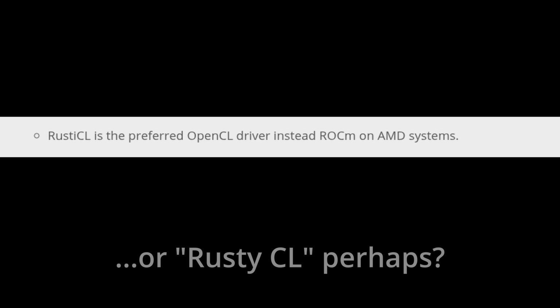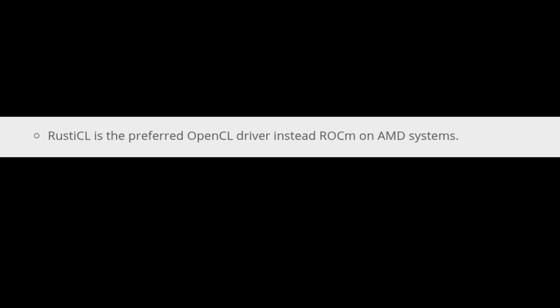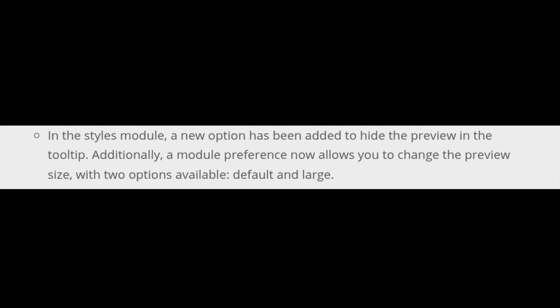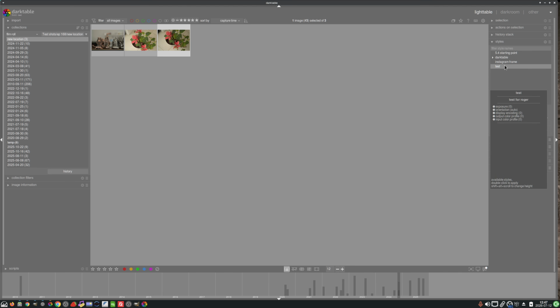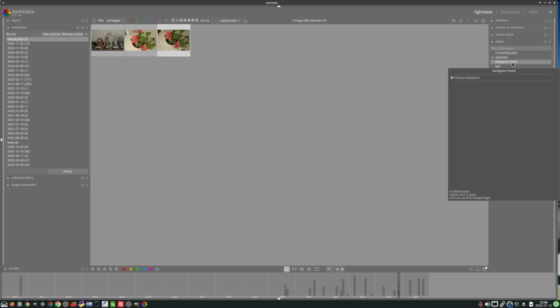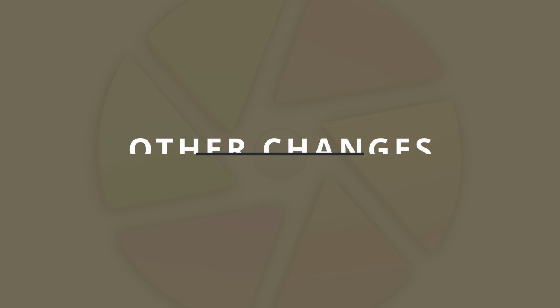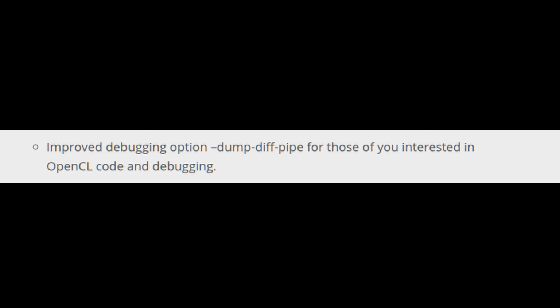Rusticl, I assume is the way you pronounce that, is the preferred OpenCL driver instead of ROCm on AMD systems. In the Styles module, a new option has been added to hide the preview in the tooltip. Additionally, a module preference now allows you to change the preview size with two options available, default and large. Improved debugging option dump diff pipe for those of you interested in OpenCL code and debugging.